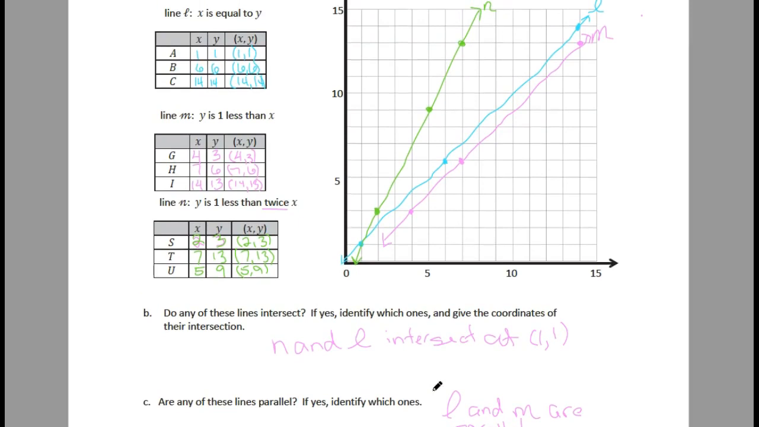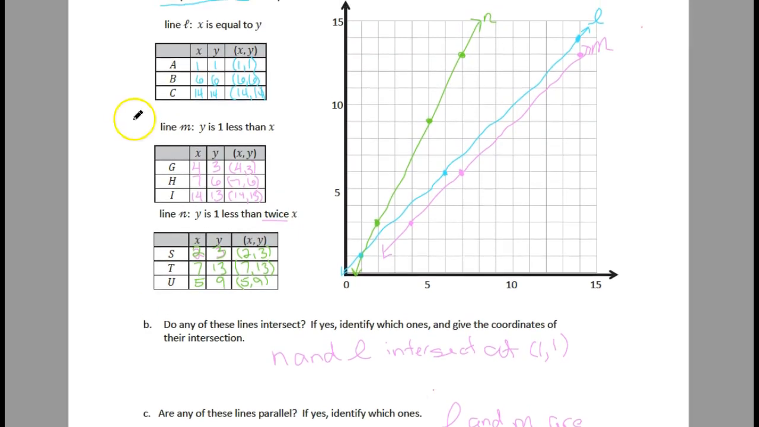Alright, is there a D? There sure is. Give the rule for another line that would be parallel to what you listed in 3C. So give the rule for another line. So let's see here. We had it to whereby x and y were equal to each other. We had that y is 1 less than x. Let's see if we made it so that y is 1 greater than x. Let's see what that would produce.